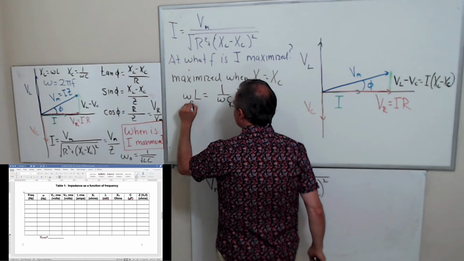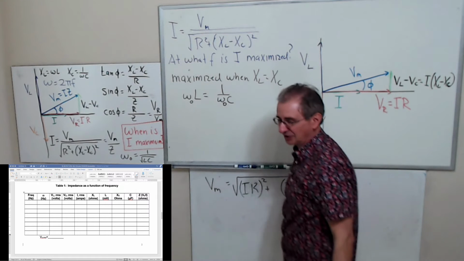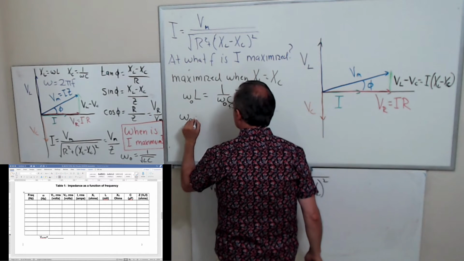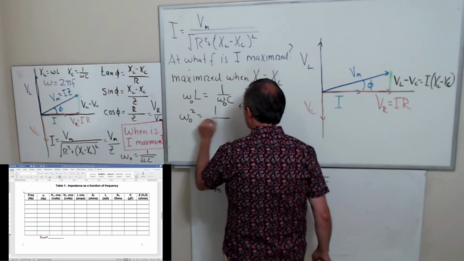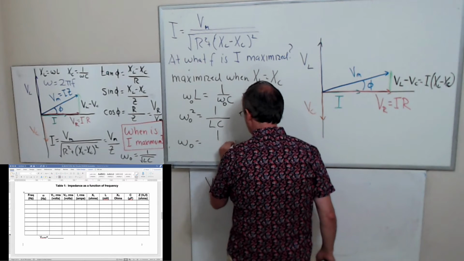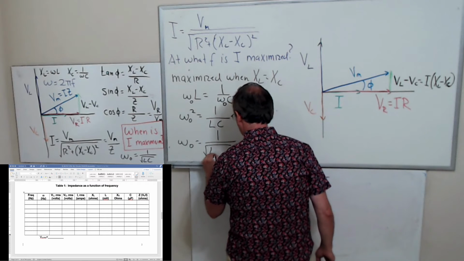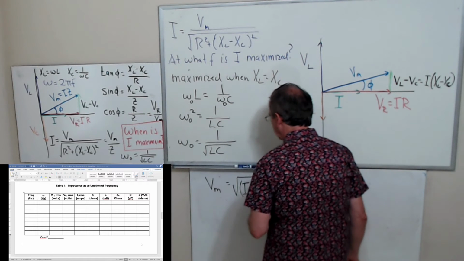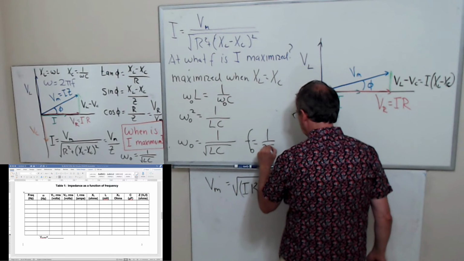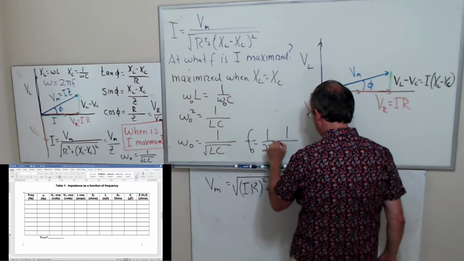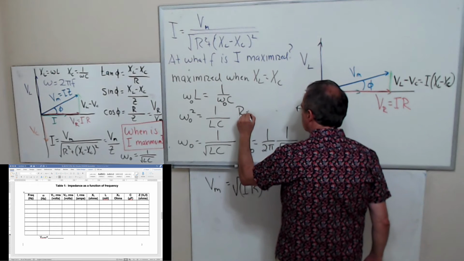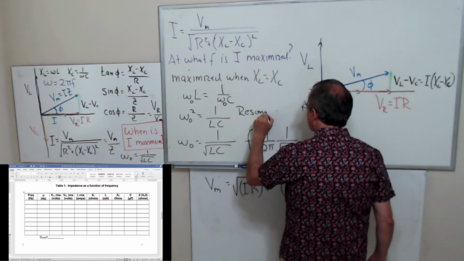And at this frequency, I'm going to give it a special notation. I'm going to call it omega naught. I get omega naught squared is 1 over LC, and omega naught is 1 over the square root of LC. That means the frequency is 1 over 2 pi times 1 over the square root of LC. This is called a resonance frequency.